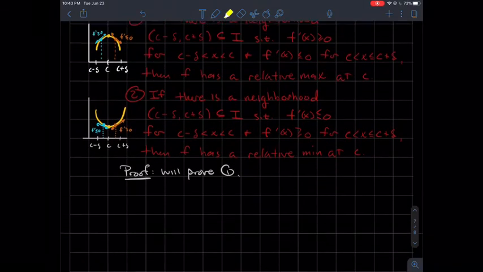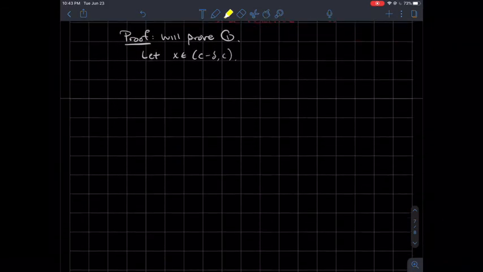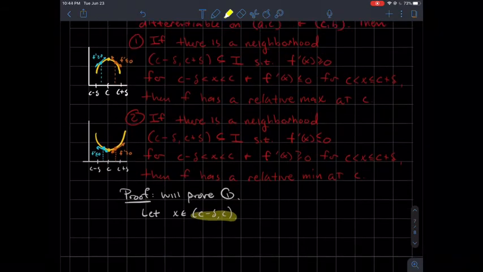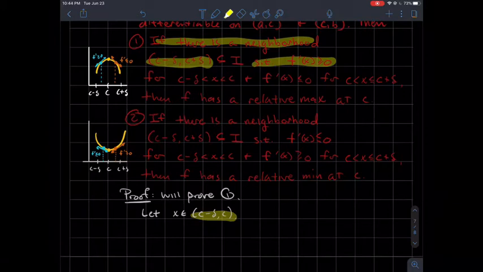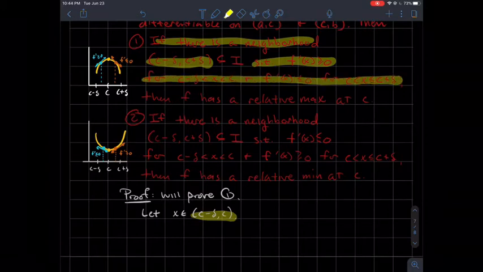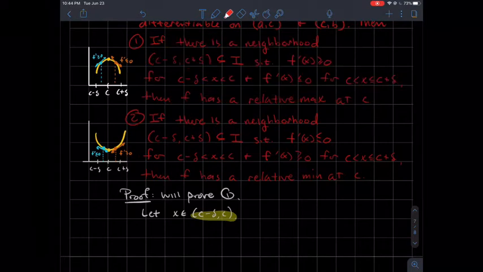All right, so what we're going to do, just like above, these two things are pretty similar to each other. Let's just prove number 1 together. So let's say that I've got a point that is strictly between c minus delta and c. So in other words, it's in my little window that, if you read number 1, I'm going to assume that there is such an interval here such that this good stuff happens. What do I need to show? Well, the thing I need to show is that f has a relative minimum. So I get to assume all that good stuff that I've highlighted. So let x be between c minus delta and c.